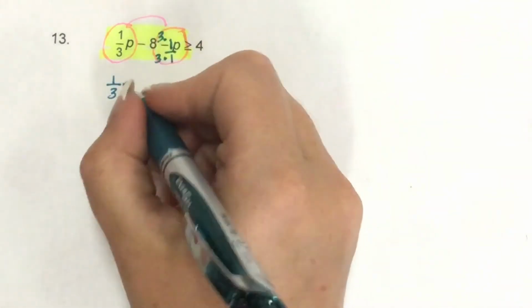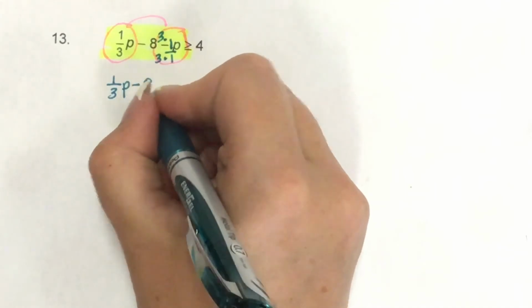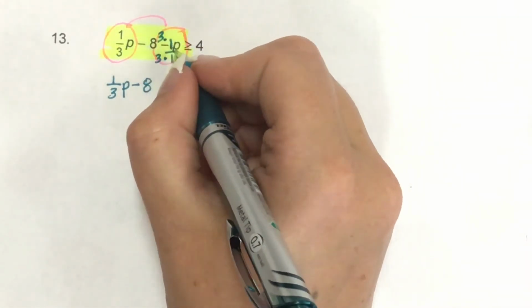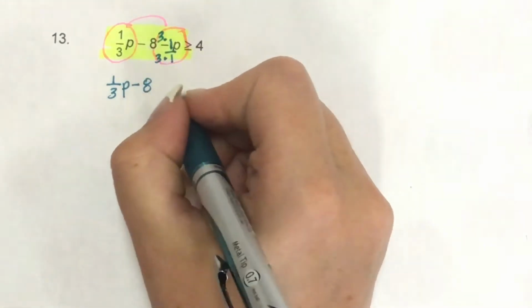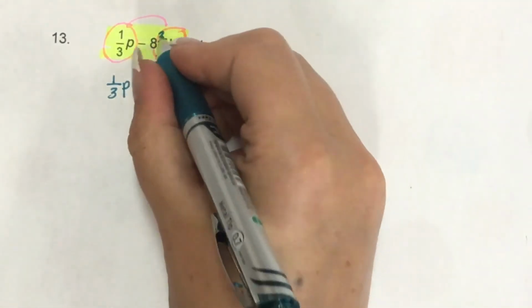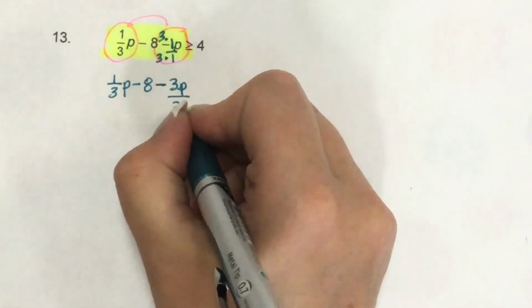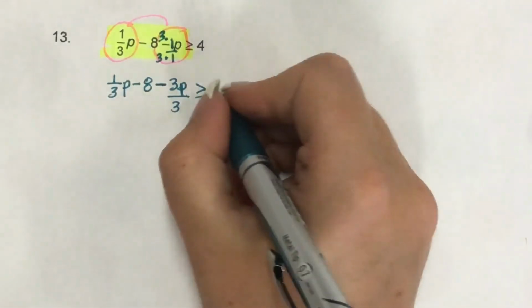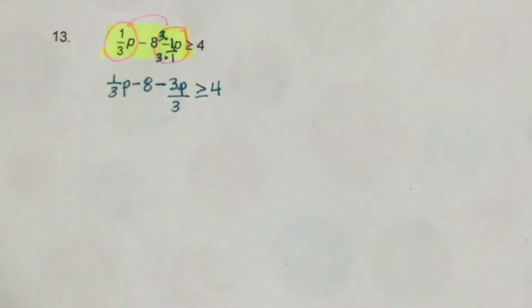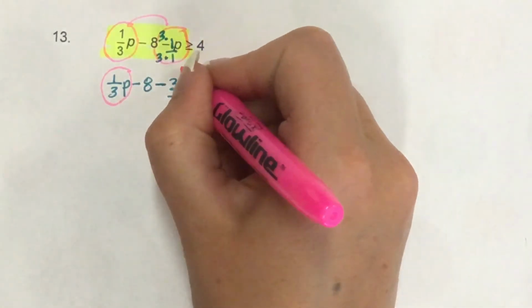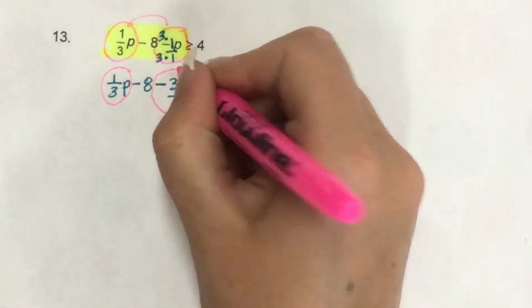So I have 1/3 p minus 8, and then we have 3 times a negative 1, and that's a positive times a negative, which is going to be a negative. 3 times 1 is 3, so we're going to have negative 3p over 3, and that's greater than or equal to 4, okay? So we're looking at these two right here. We have 1/3 p, and we have negative 3p over 3.